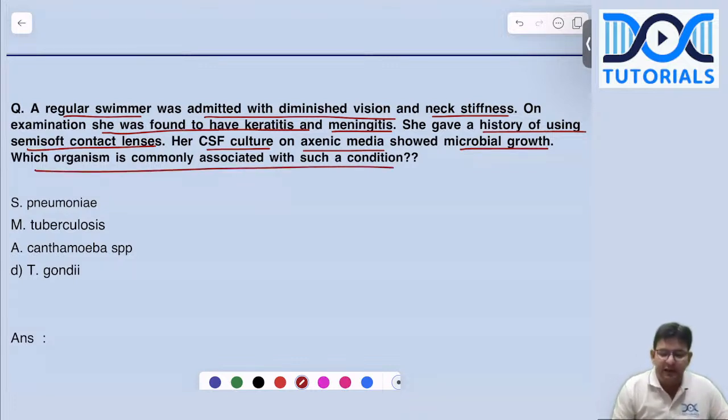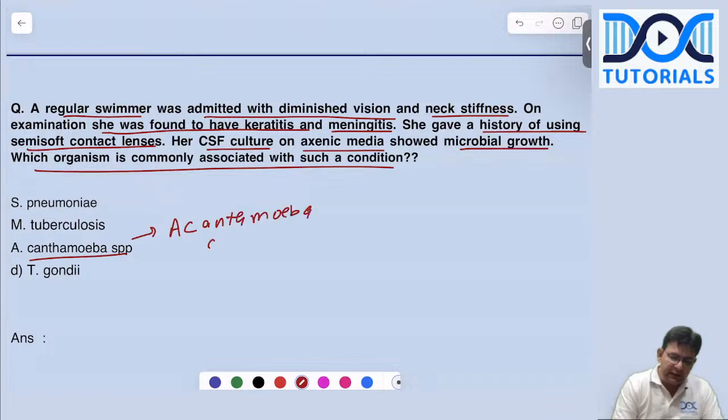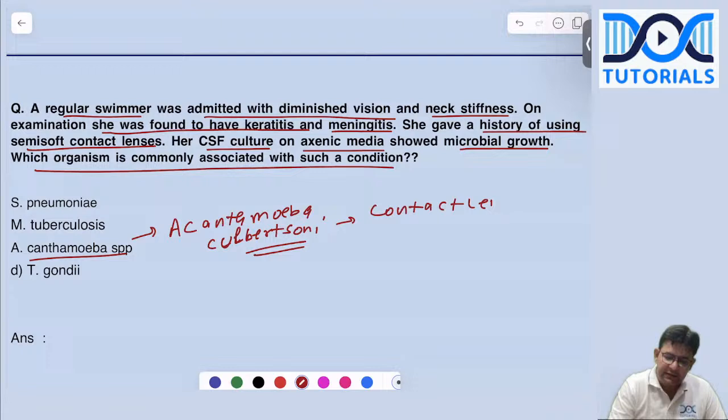Which organism is commonly associated with this condition? Can you tell me, guys, what is the answer to this question? Is it Streptococcus pneumoniae? Is it MTB? Is it Acanthamoeba? Or is it Toxoplasma gondii? And as usual, you are right, guys. The answer is Acanthamoeba species. Which species? That's also, if you remember, good for INI CET. The answer is culbertsoni. Acanthamoeba culbertsoni is the one associated with this contact lens keratitis.